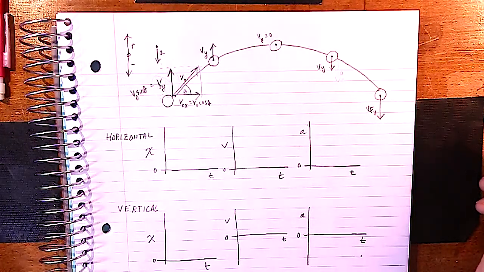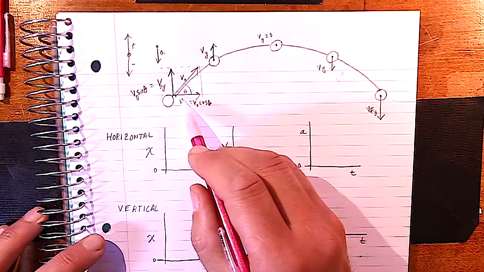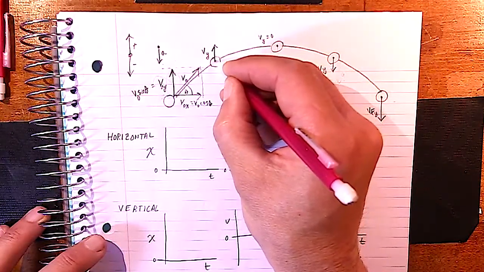Now let's look at the x velocity. This is much simpler because there are no accelerations. If there's no accelerations, then the x velocity is going to remain the same.